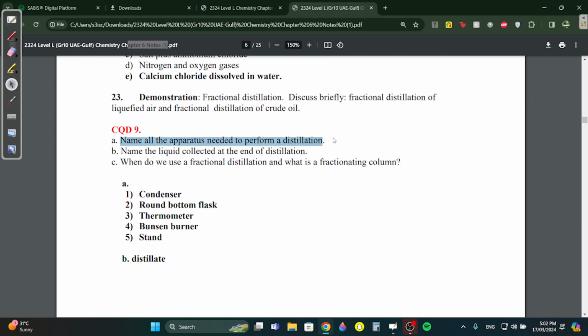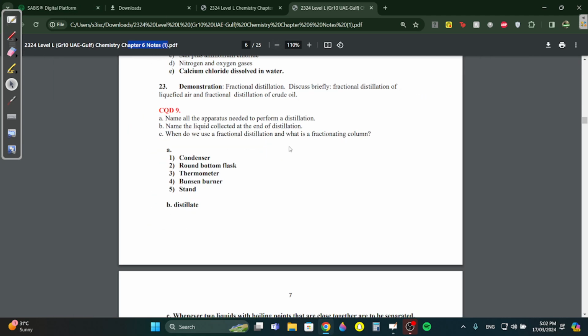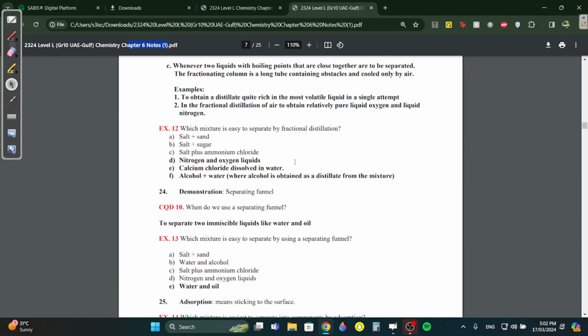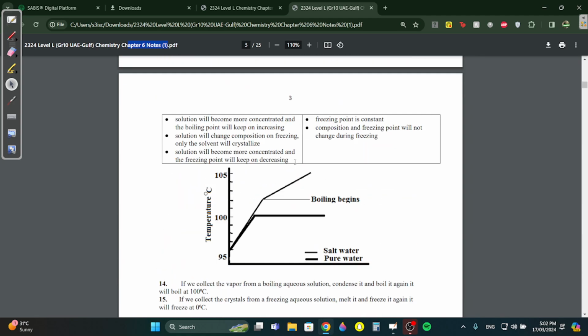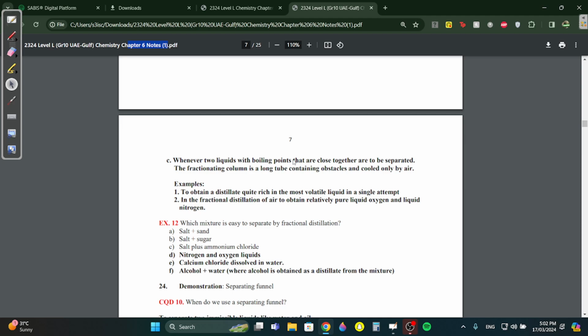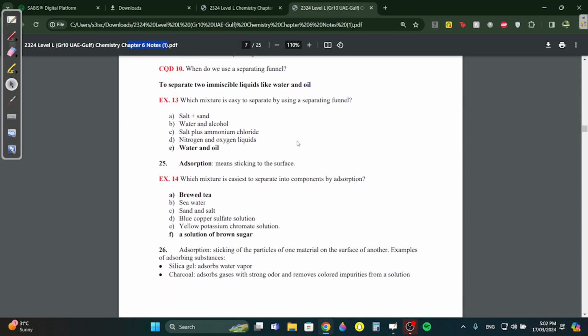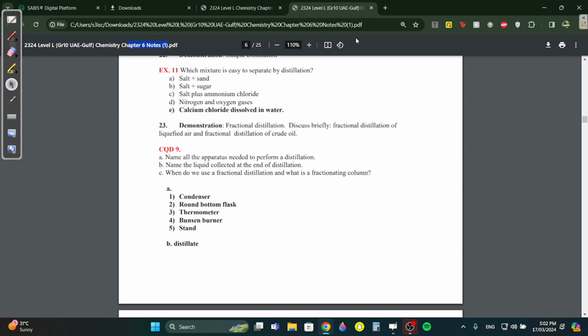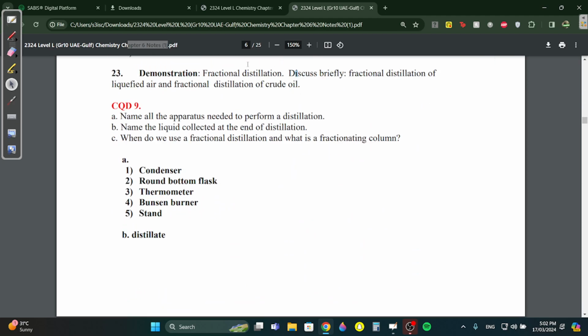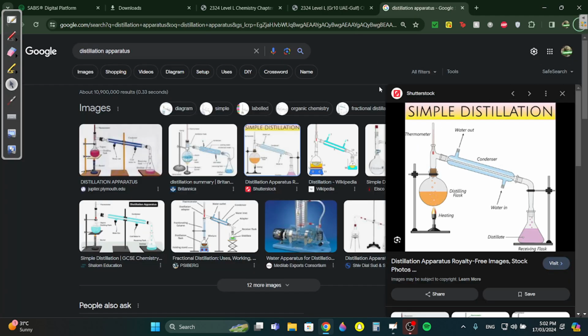Name all the apparatus needed to perform a distillation. Okay, the distillation. I want to see. Is it here somewhere? I don't know why it's not here. Okay, the apparatus isn't here. But the important thing, so you can understand better: what do we need for distillation? Obviously, we need a heater.